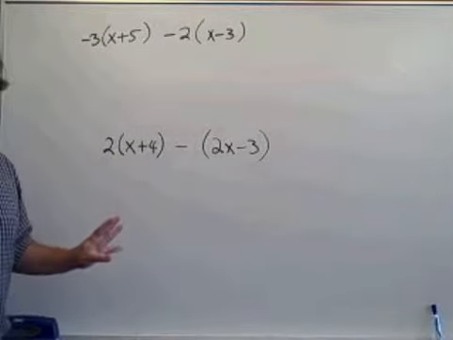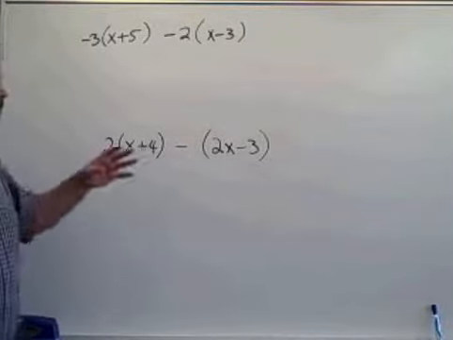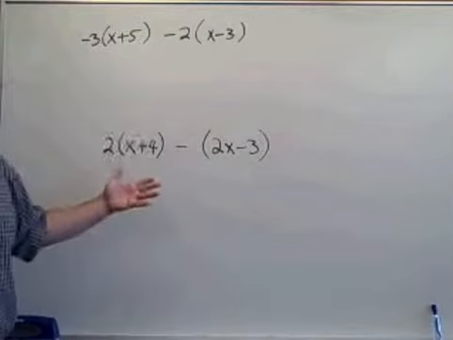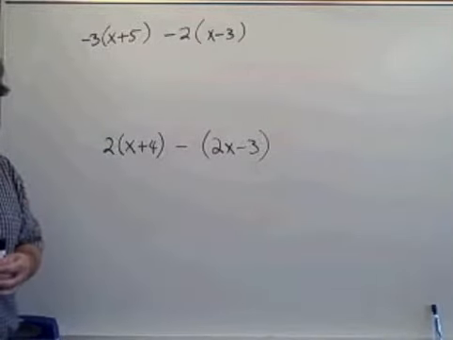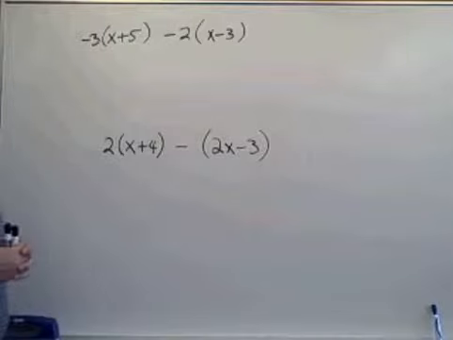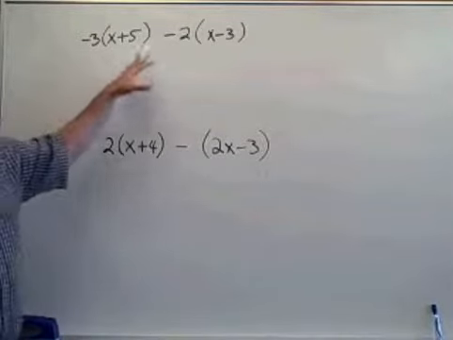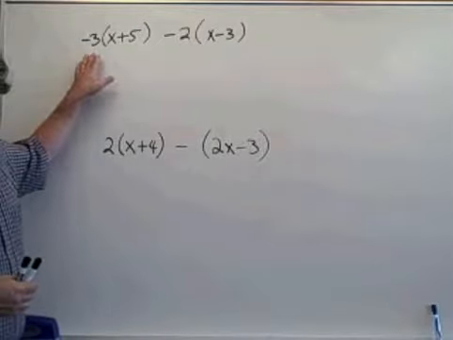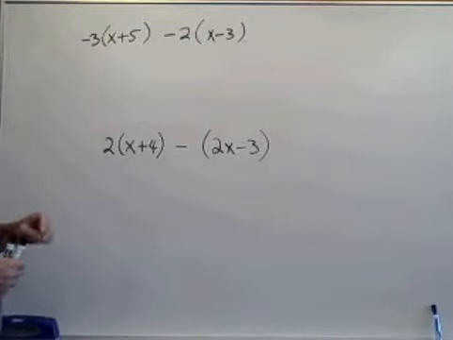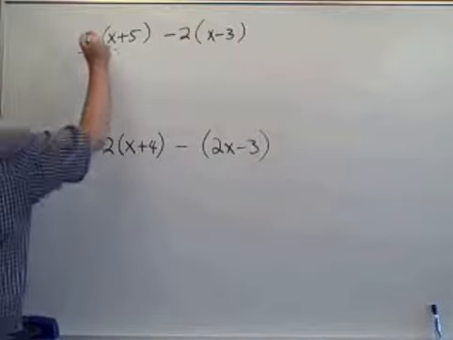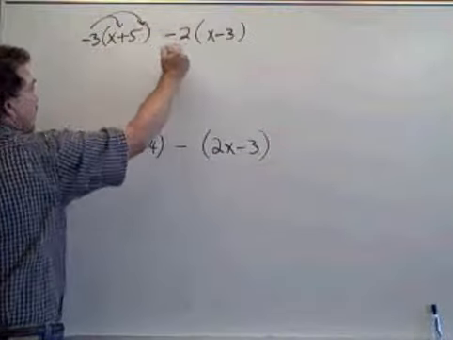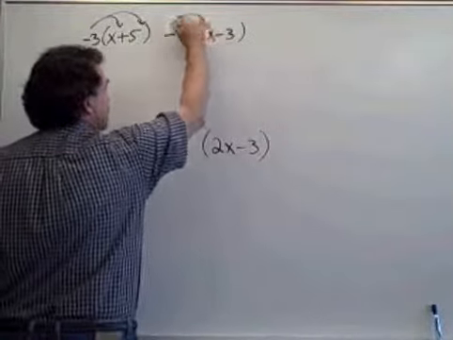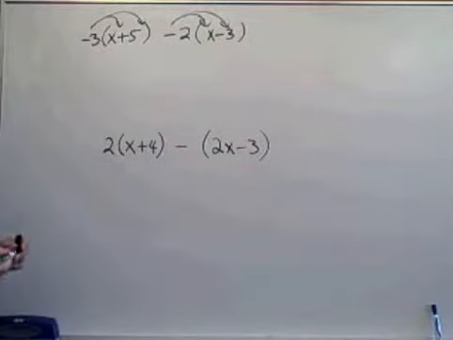Here are two more expressions to be simplified by removing the parentheses that are present and then combining any like terms that we might have in the expressions. I remove parentheses again by using my distributive property. So here I'm going to distribute the multiplication of -3 times each of these terms, and then a multiplication of -2 times each of those terms.